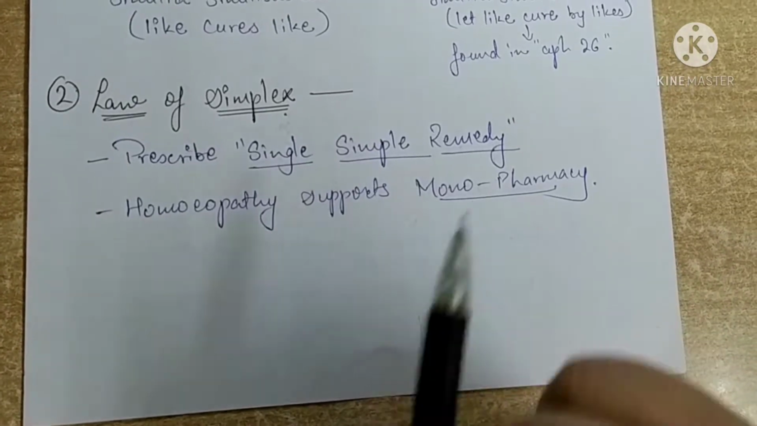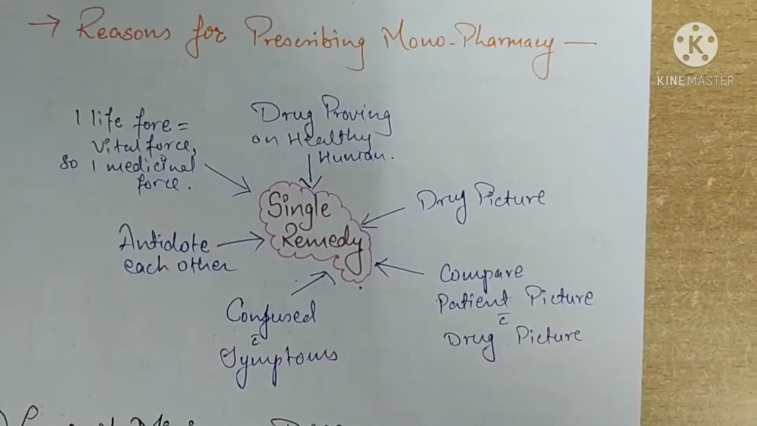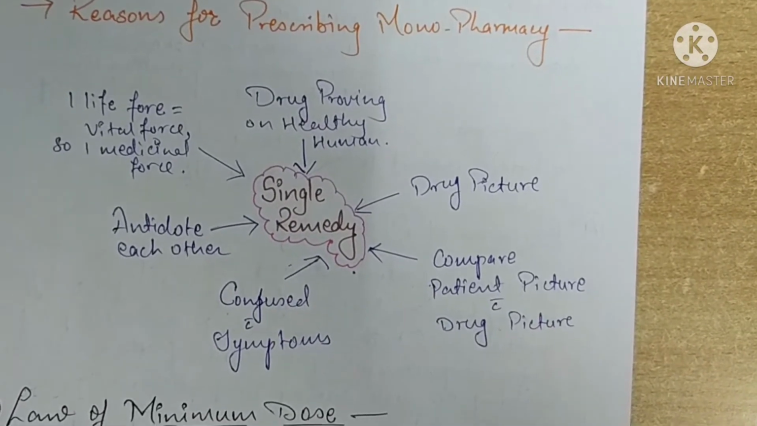Coming to the next law, the law of simplex, which means a single simple remedy. That is what is called monopharmacy. Mono means single. So let's see the reasons for monopharmacy.